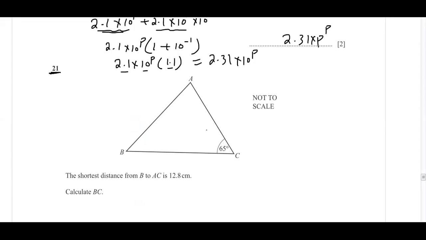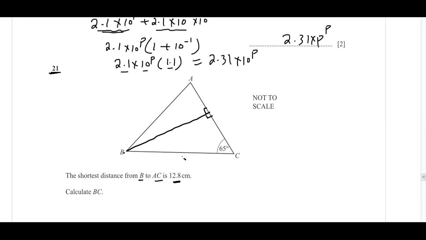Question number 21. ABC is a triangle, and the question is the shortest distance from B to AC is 12.8. From B to AC, shortest distance whenever we take, this is the point, this is the line. So for shortest distance, you must draw the perpendicular. It means this is the shortest distance, so it will be perpendicular. Because the shortest distance of a point from a line is always perpendicular. Okay. So calculate the length of BC.